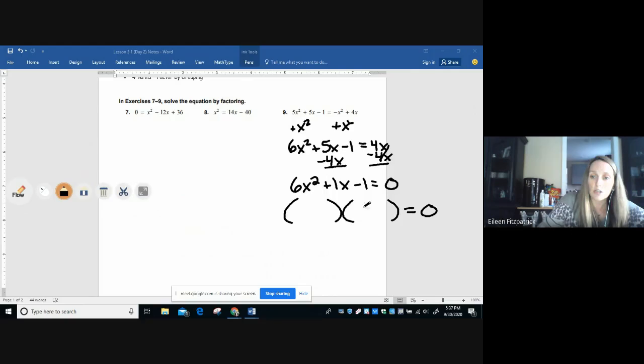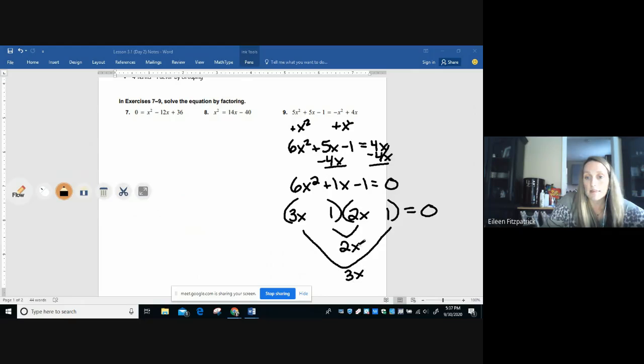This is a little more challenging because my lead coefficient isn't a 1. So you might have to try a 6x and a 1x or a 3x and a 2x. All right, I'm going to try a 3x and a 2x. My only factors of 1 are 1 and 1. This is where it takes a little bit more time. I'm going to check my outsides. When I multiply those, that gives me a 3x. When I multiply my insides, that gives me a 2x.